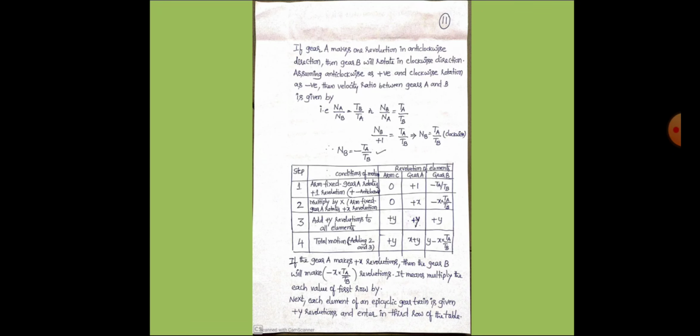Now find out, in the fourth step, the total motion of all the elements. How to get the total motion? You have to add the second row and third row. Means 0 plus y is plus y, plus x plus y is x plus y, and minus x into TA by TB plus y, that is nothing but y minus x into TA by TB. So like that, this completes the table.